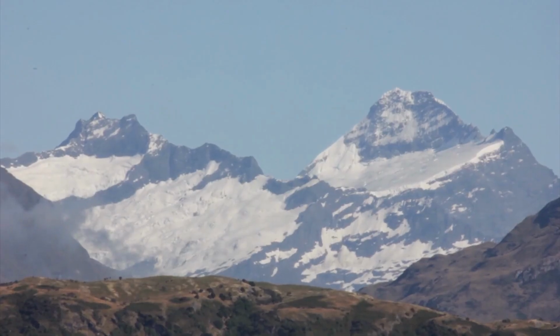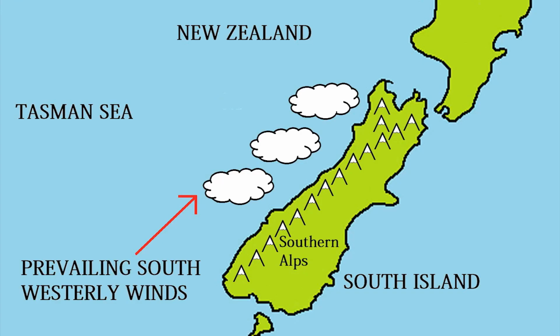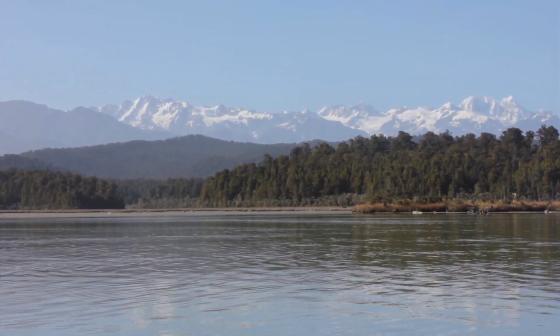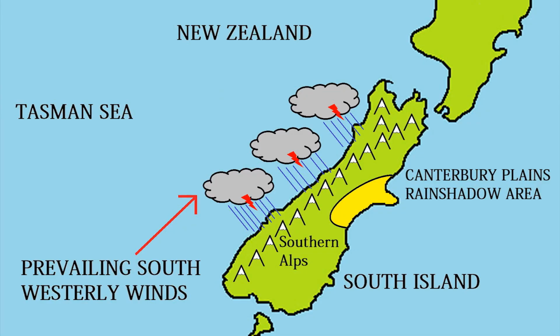For example, in New Zealand's South Island, the prevailing westerly winds force moist air from the Tasman Sea to rise over the Southern Alps. Most of the rainfall is dumped on the west coast, which has the wettest climate in New Zealand. The climate east of the ranges in Canterbury is dry.